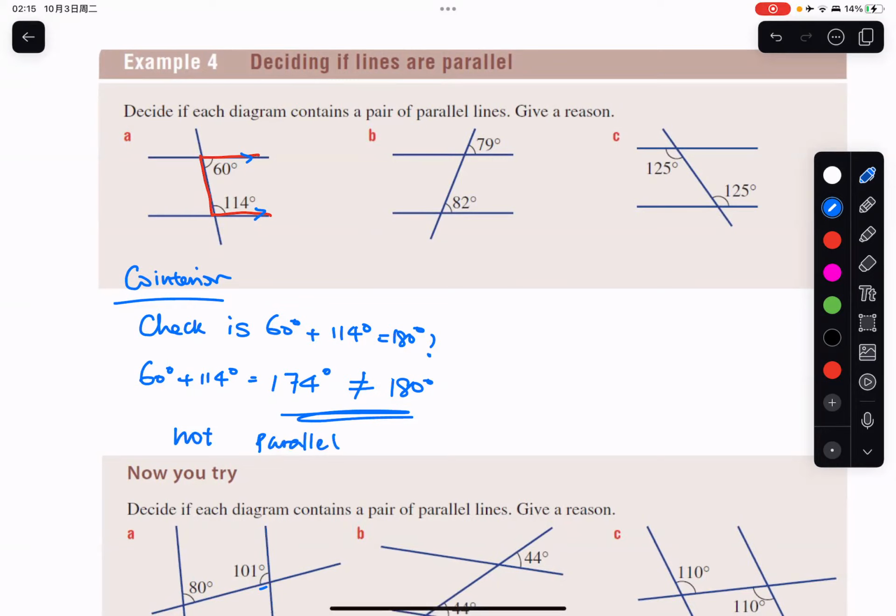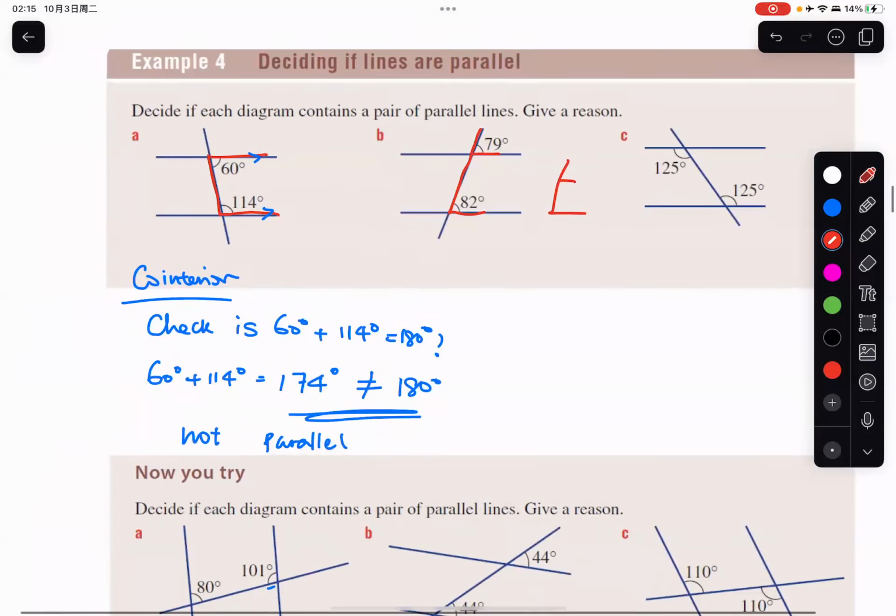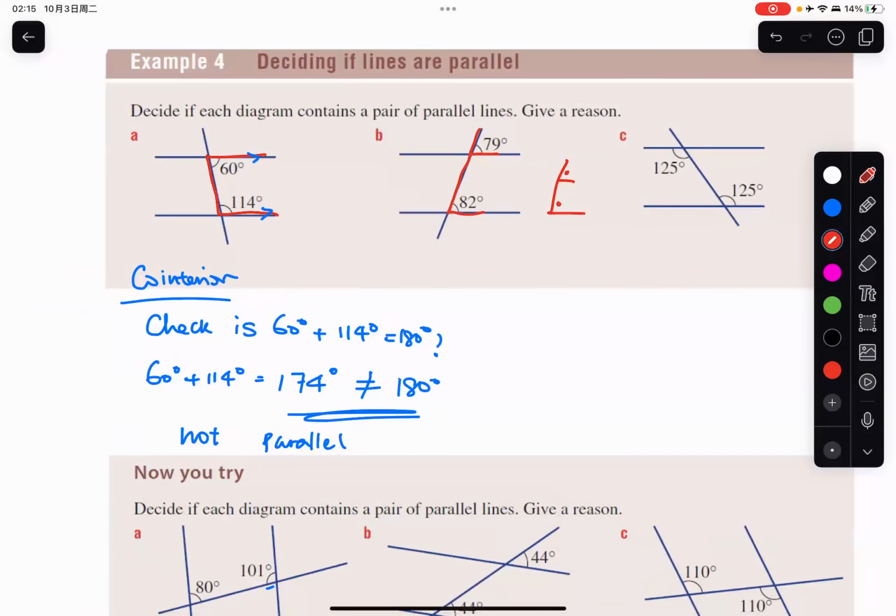Second one, same thing. We're going to find out what kind of angles we're going to use. Here we have a little f, so that one we use corresponding, corresponding.